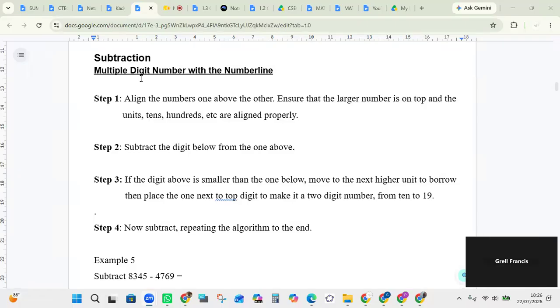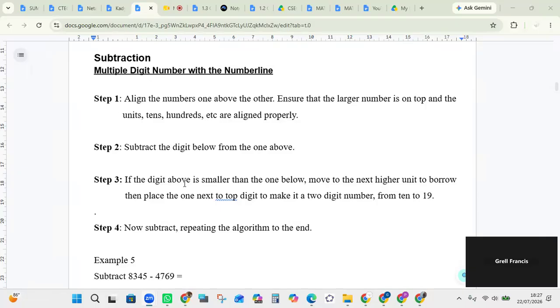In this recording, we are going to demonstrate how to subtract using multiple digit numbers and with the help of the number line. So step one, you align the numbers one above the other. Ensure that the larger number is on top and the units, tens, hundreds, etc. are aligned properly. Step two, you subtract the digit below from the one above.